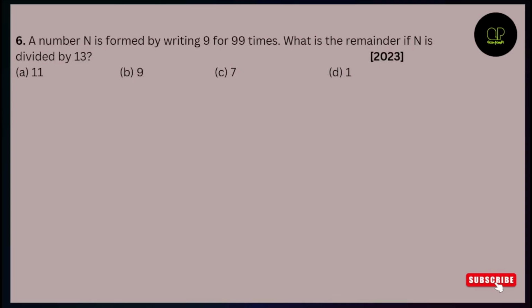A number n is found by writing 9 for 99 times. So n is a number where you are writing 9 for 99 times. Okay.